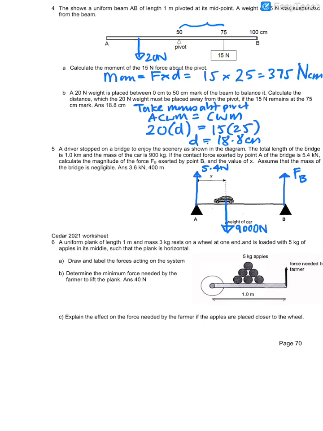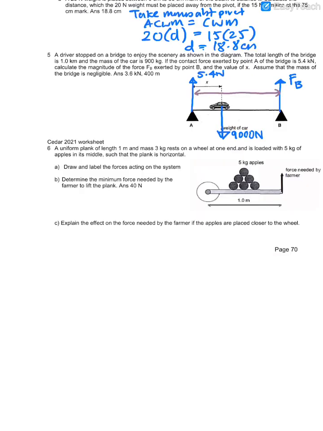So first step, label all the forces. Now they ask you to find force B. How do you do that? What can you do? They label the total length of the bridge is 1 km, which is 1000 meters. So now you are going to take moments about A. Try taking moments. It's not anti-clockwise equals clockwise. There are too many unknowns.